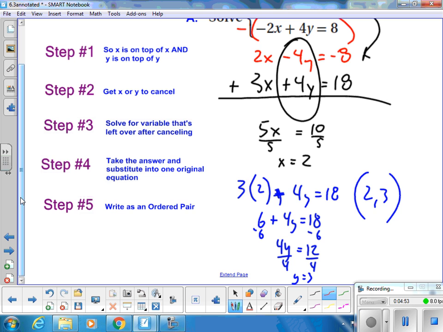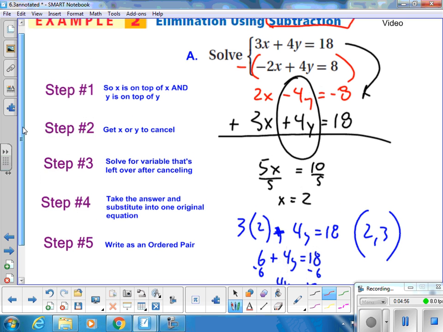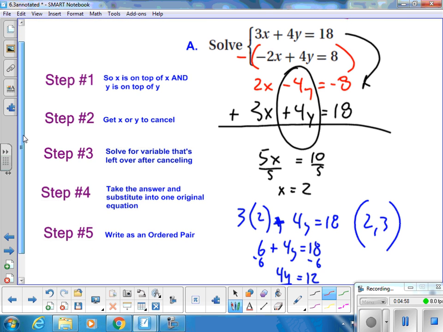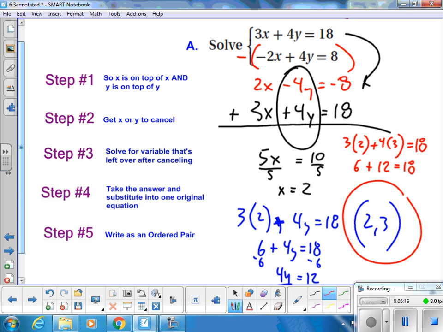I'm going to check it just to make sure. Which one should I use? I'll use the first one. So my x is 2, so 3 times 2 plus my y is 3. That should give me 18. So 6 plus 12 is 18, and that is true. That indeed is the solution to my system.